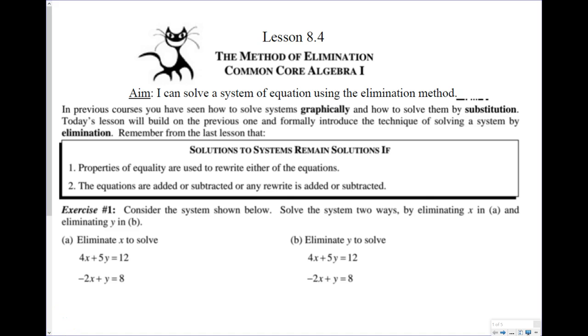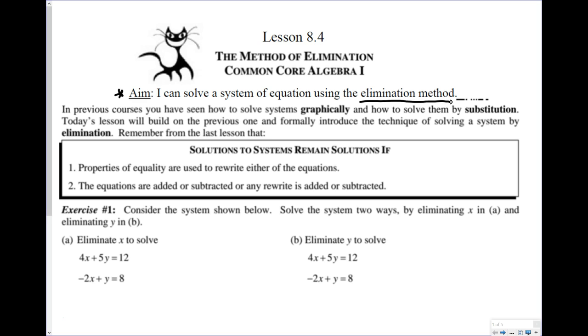Alright, today is lesson 8.4, and it's actually one of the most important lessons of this unit. It's the elimination method for solving a system. So your aim today is that you can solve a system of equations using the elimination method, which is what we started to work on in 8.3, where we were multiplying equations and adding them. So we're going to get into a more official method in this lesson.